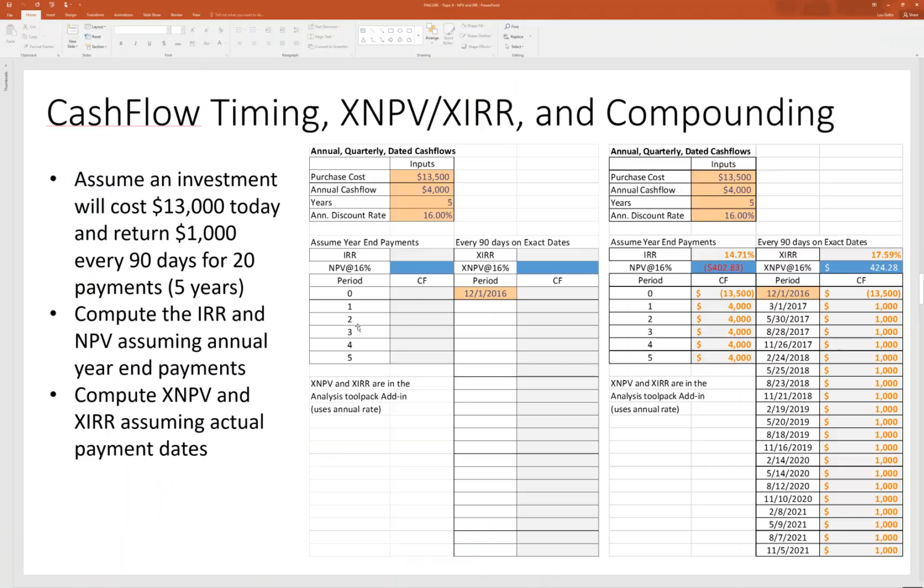Next thing I want to talk about is another way of calculating NPV and IRR. So we're going to look at an investment that costs $13,500 today and returns $1,000 every 90 days or 3 months for 20 payments, in other words 5 years. I'm going to show you the danger of assuming annual year-end payments, and then we're going to calculate this NPV using actual calendar dates.